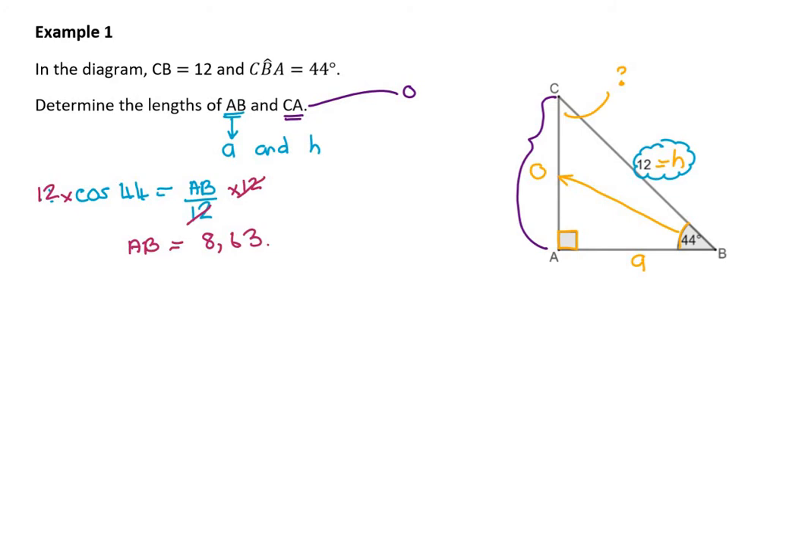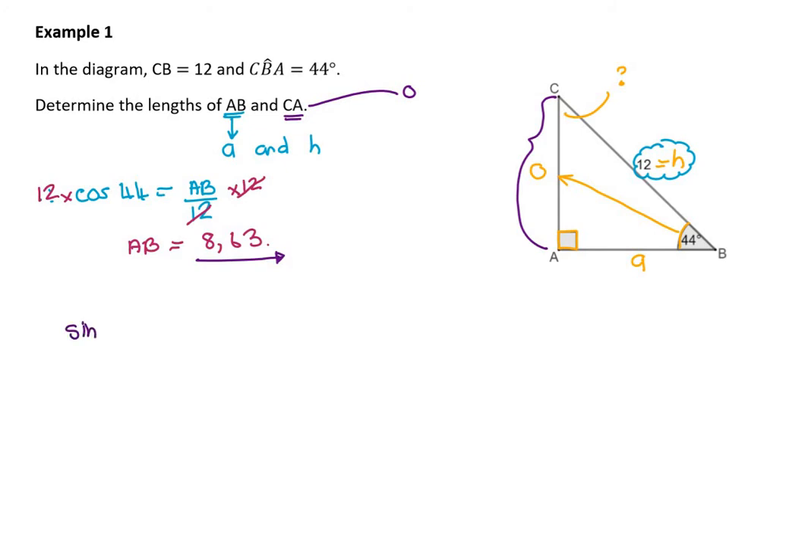Now I try and avoid using a side that I've just found out, because if I've made a mistake, then I carry my mistake through. Also, this 8,63 is rounded off. And so if I use it, I'm technically going to get a rounding error. Now, I wouldn't penalize that in a test because there's nothing wrong with using AB. That was an answer that you've gotten and you're allowed to round it off. So there's lots of options here.